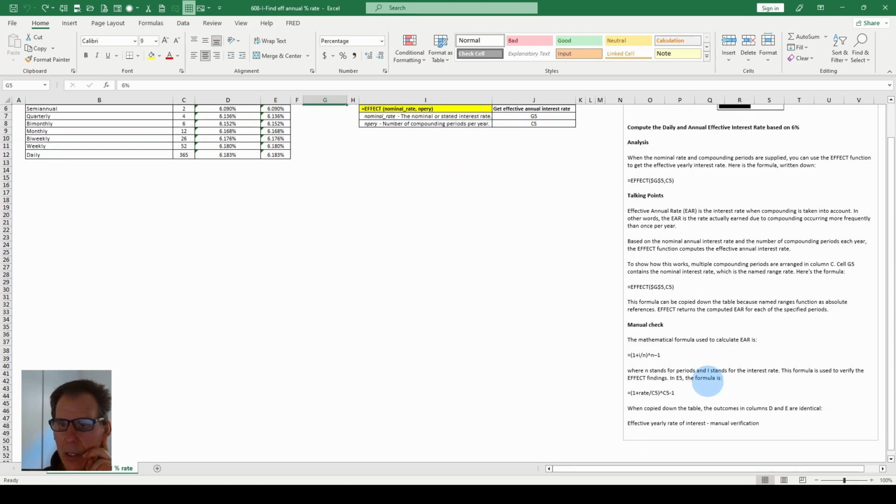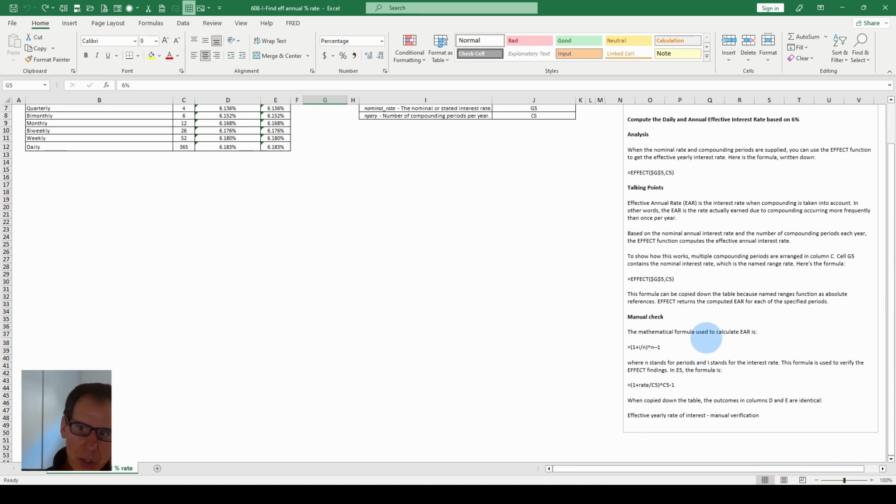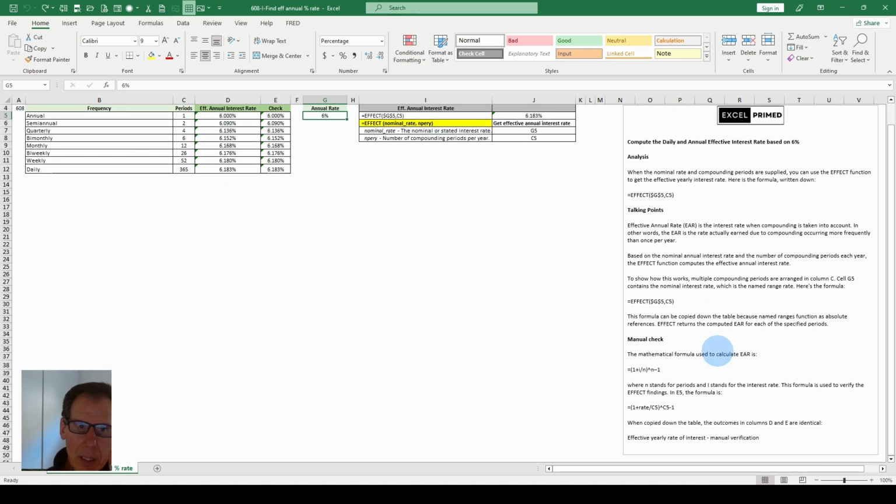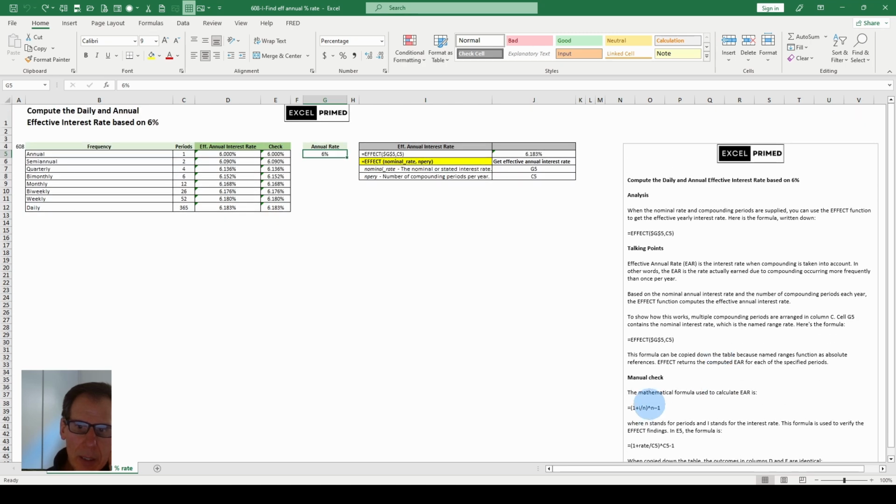If you did this manually, the mathematical formula used to calculate this effective rate is 1 plus the interest divided by N, which is the nominal rate, to the power of N, minus 1. N may be the periods. I have to look here. Let's see. Check. N is the periods. Clearly, you can see G5 is going to be here. Divide this by C12, daily, to the power of 12, minus 1. That's it. The compounding effect.